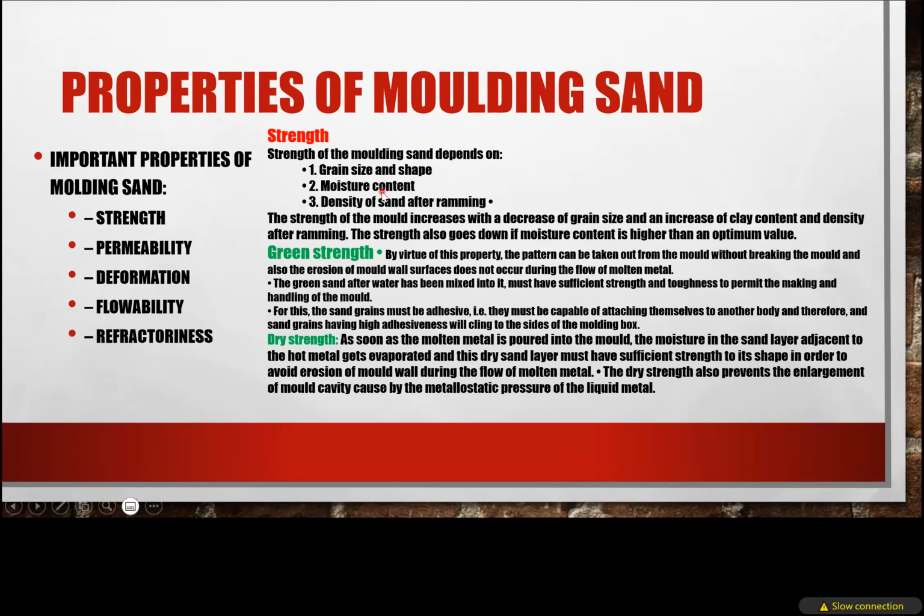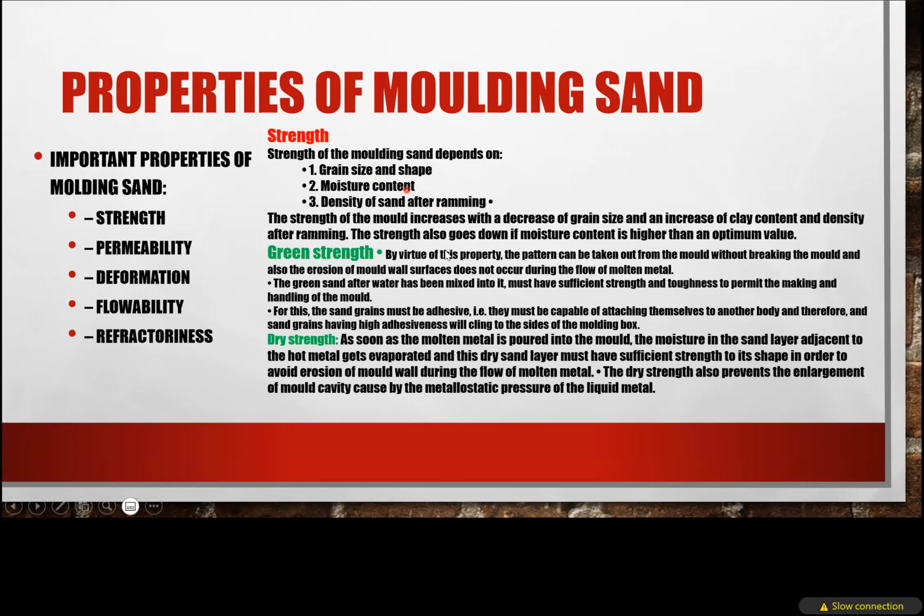Then the moisture content, then the density of the sand after ramming. There is a ramming process by setting the sand in the frame. That is a ramming process. If time permits, I will tell you what that ramming process is. It is a practical thing; until you prepare a sand mold, you cannot understand all the things at the same time. So the strength of the sand depends on the grain size and shape, moisture content in the sand, and the density of the sand after the ramming process.